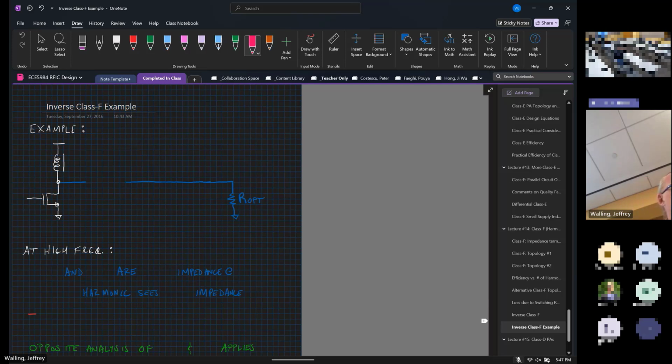The inverse class F design example that we might have, if we just wanted to terminate a couple of harmonics, we might do something like this.